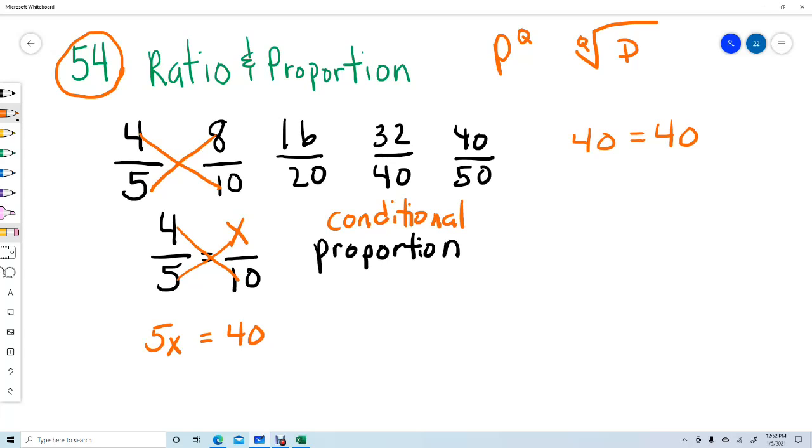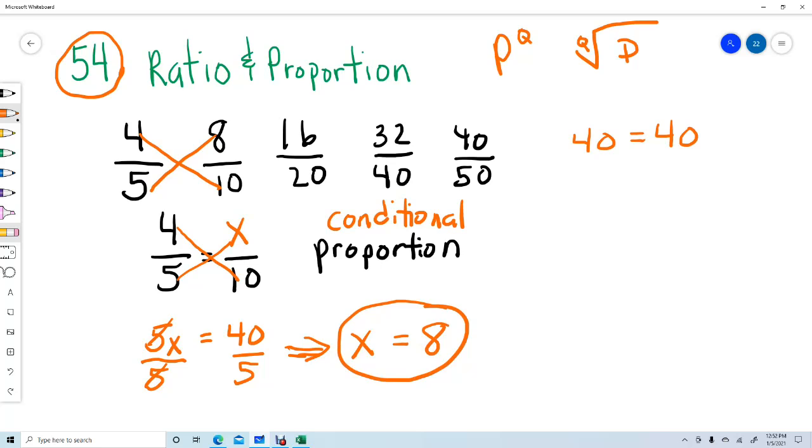How do we solve 5x equals 40 and solve for x? Well, we use our division rule for equations, and I divide both sides by 5. I would cancel these. I would end up with x alone on the left-hand side equals 40 divided by 5, and that's 8. And we ended up with 8. And we could see from this proportion up here that that was indeed the correct answer.